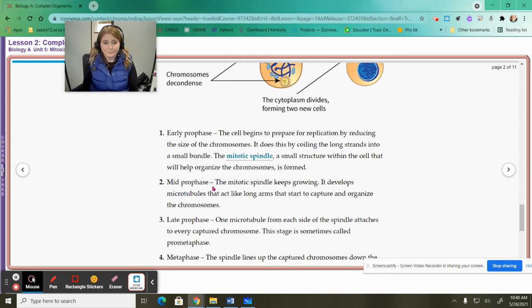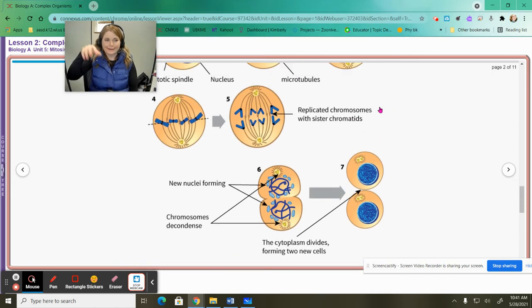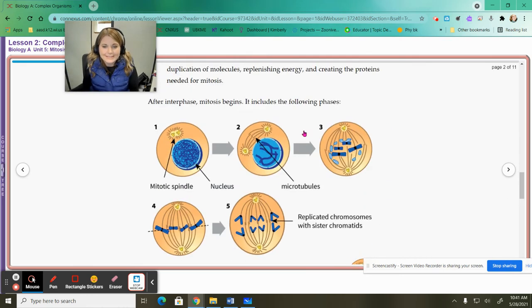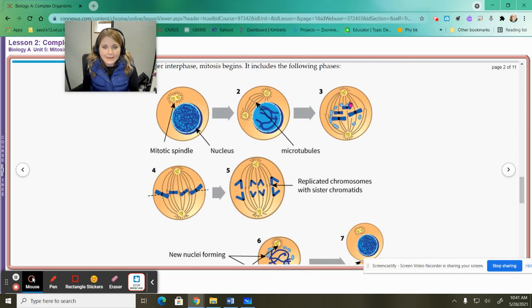And then in middle prophase, the spindle keeps growing, and it develops those finger-like projections, the microtubules, that act like, it says long arms, I say fingers, that start to capture and organize the chromosomes. And later on in prophase, one microtubule from each side of the spindle attaches to capture every chromosome. So kind of like the crane game that you play. But as you can see here, we now have each arm coming down and attaching itself to an individual chromosome. Okay.